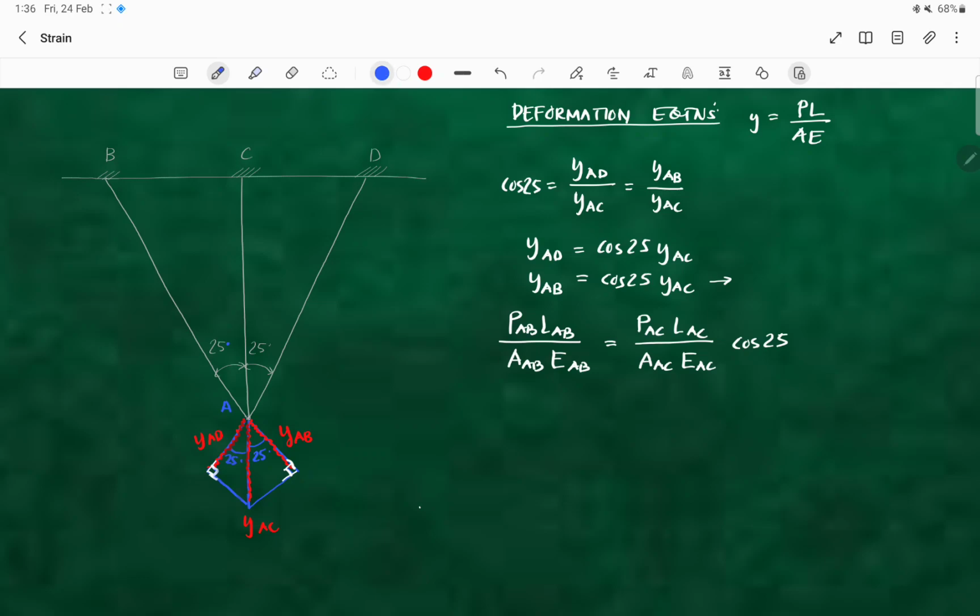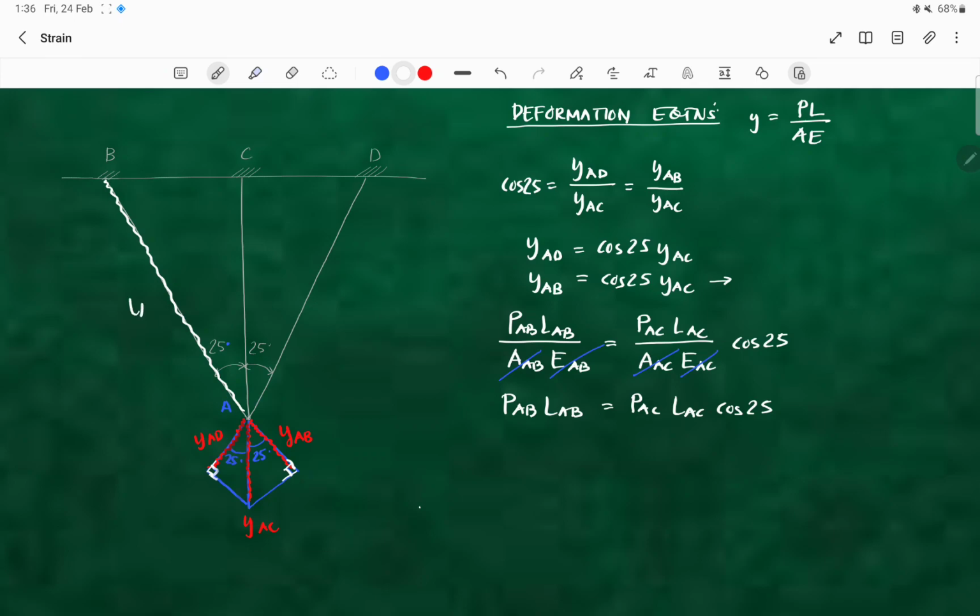Okay, so since the same yung area nung lahat ng steel rod, so cancel out yung area, no? Tsaka yung elastic modulus, since lahat to steel, so cancel out yung elastic modulus ng steel. So bali yung matitira na lang dito sa equation is we have force ni AB, length ni AB is equivalent ni force ni EC, length ni EC cosine 25.